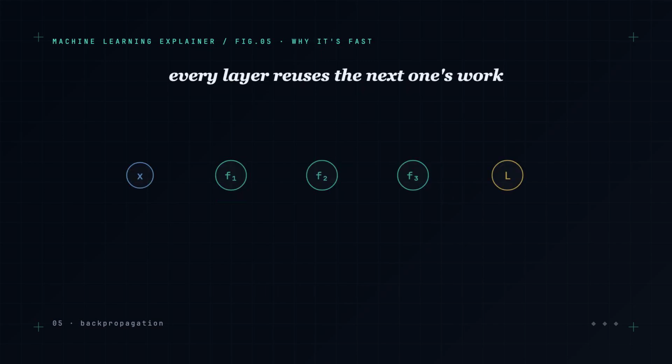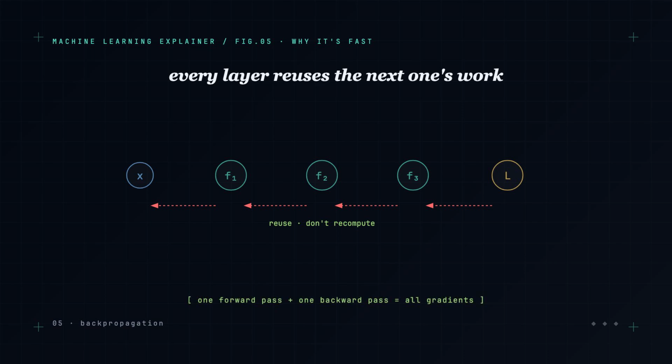And now the punchline, why this is fast. When backprop computes the error for one layer, the layer before it reuses that result. Instead of starting from scratch, the work flows backward and is shared at every step. So instead of a million separate passes, we get every gradient in just one forward pass and one backward pass, from hopeless to almost free.